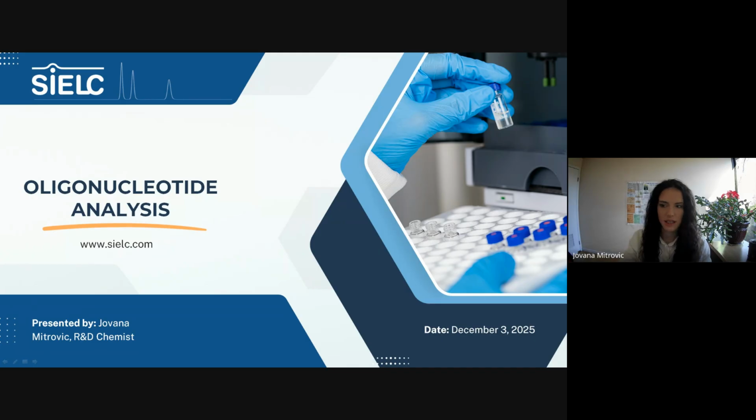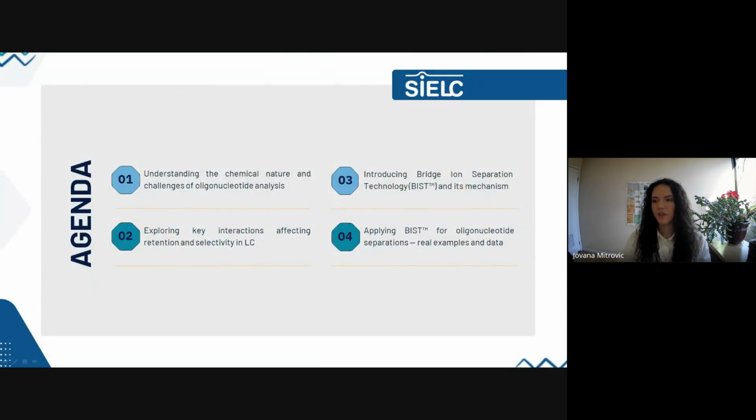So let's start by taking a look at the agenda for today's session. Before we dive into the technical part, let me just give you a quick overview. We'll start by looking at the chemical nature of oligonucleotides and understanding what makes them so difficult to analyze by liquid chromatography, especially compared to small molecules. Then we'll explore the types of interactions that influence their retention and selectivity. Things like electrostatic forces, hydrogen bonding, and metal coordination effects.